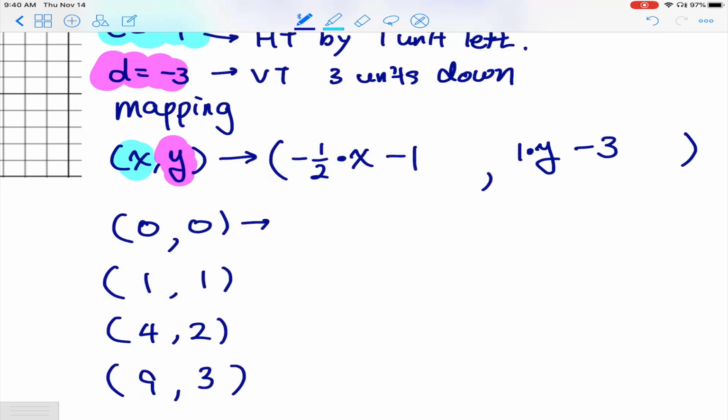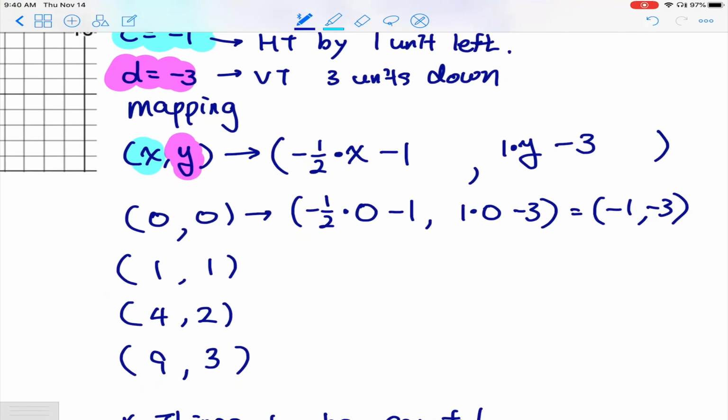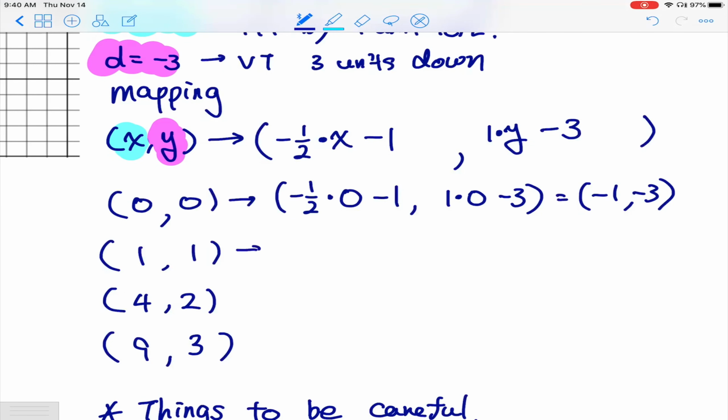If you actually go through this, you have negative 1 over 2 times 0 minus 1, comma, 1 times 0 minus 3. And that's basically negative 1, comma, negative 3. Then the rest you basically calculate and see what happens, okay? And this one should be done properly, very carefully.